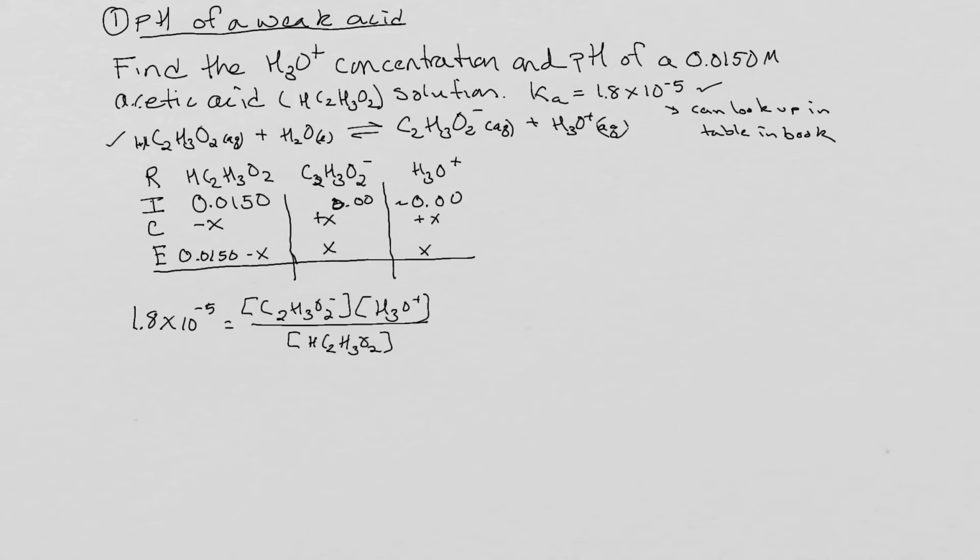Now, we can see this equals, right? We can plug in our variable expressions. 1.8 times 10 to the negative fifth equals x times x over 0.015 minus x, and that's going to be our position that we're going to solve for x.